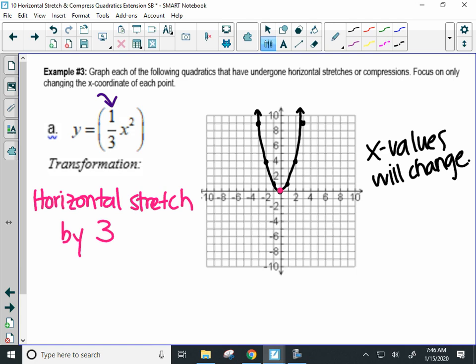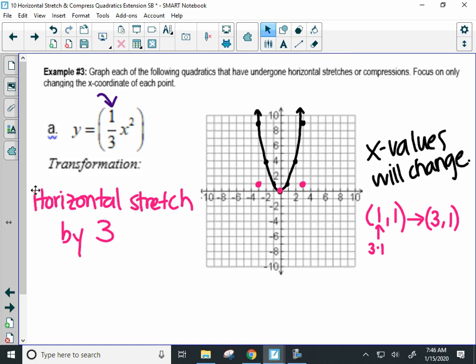Now, if I look at this next point here, 1, 1. If I'm transforming the point 1, 1, the y is going to stay at 1, but the x is going to get multiplied by 3. So 3 times 1 is 3, and the y stays the same. So this point goes out to 3, 1. And by symmetry, we'll have -3, 1.